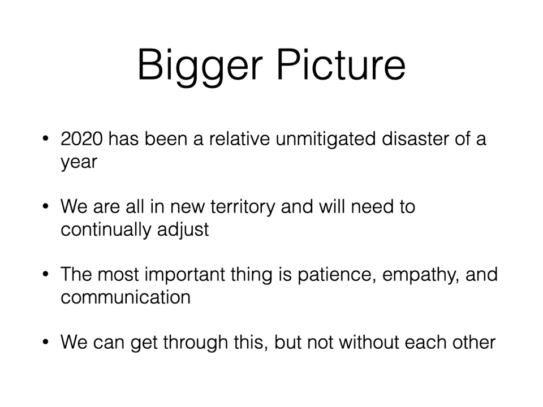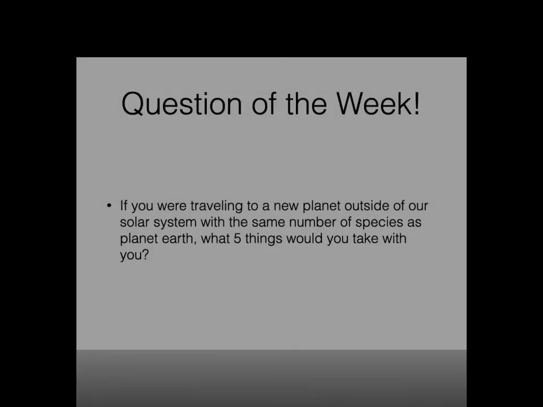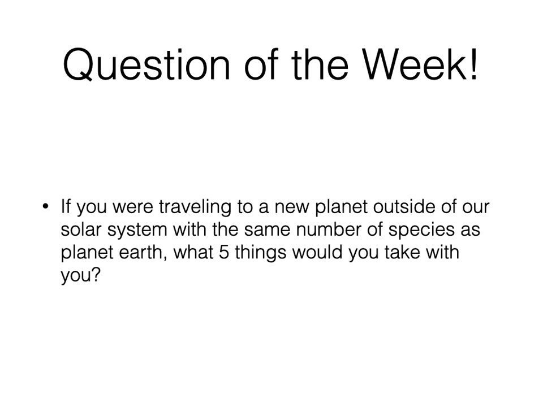So I have a hypothetical question of the week for you. If you are traveling to a new planet outside of our solar system, okay, let's just say that that's possible, and you're going to a planet with the same number of species as planet Earth, what 5 things would you take with you on this journey? Okay? And it can be anything. What are the 5 things you would want to take with you if you were going on a xenobiological journey to another solar system, to another planet where you had not been introduced to any of those species, but you knew that that planet had as many species, was as speciose as this planet? What would you want to have with you? What would you want to take with you?